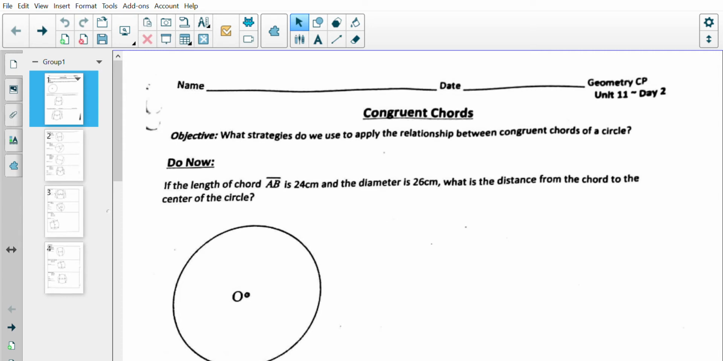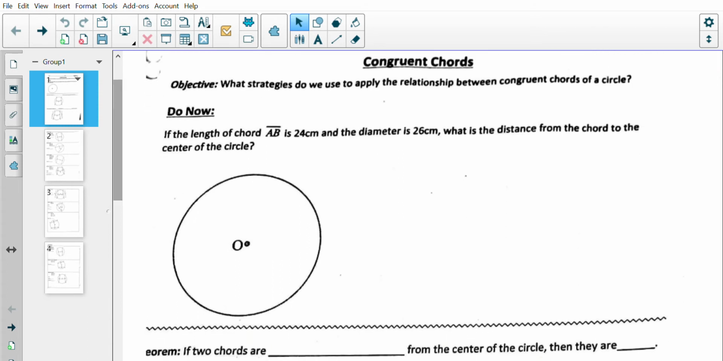Okay, so we are moving on to our second day of circles. Let's take a minute and do the do now. I want you to pause the video right now, do the do now, and then when you're ready, play it again. So it says, if the length of a chord AB is 24 centimeters and the diameter is 26 centimeters, what is the distance from the chord to the center of the circle?